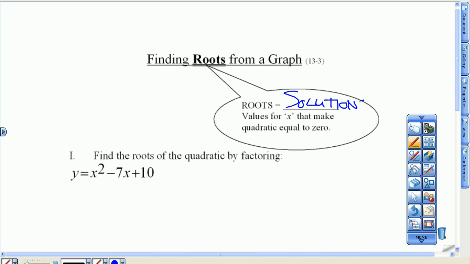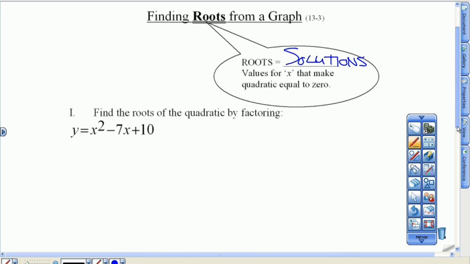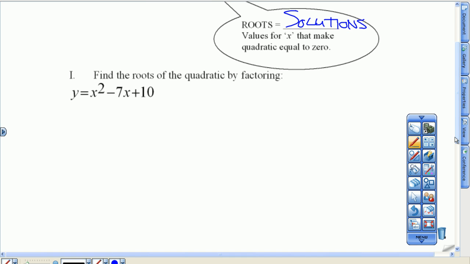When you factor a quadratic, make your t-chart and solve both sides of that t, getting two answers. Those solutions are also called roots. They're synonyms. They mean the same thing. Take a look at problem 1 here. Find the roots of the quadratic by factoring.